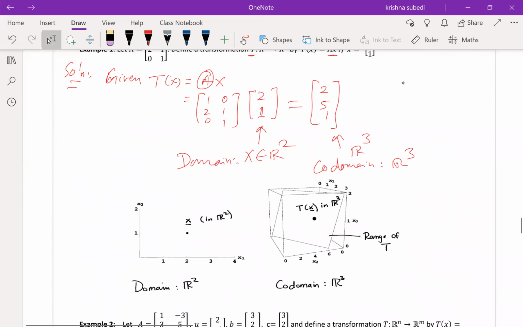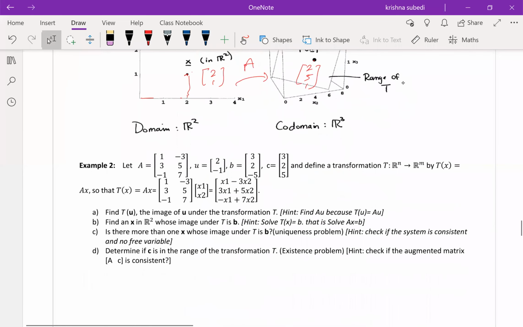What it did is, I took a point here, 2 and 1. You can write it that way, or you can write it as a matrix, 2 and 1. This is the point. Then when I use A as a transformation, A as a function, what A did is it changed this point into the point 2, 5, 1. All right, that's all about transformation.